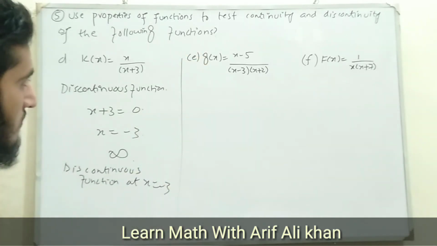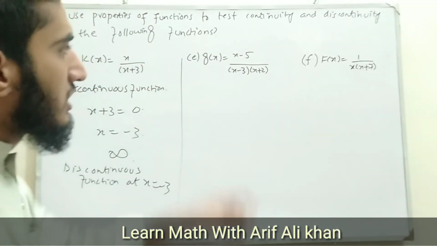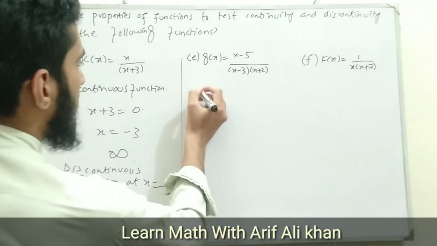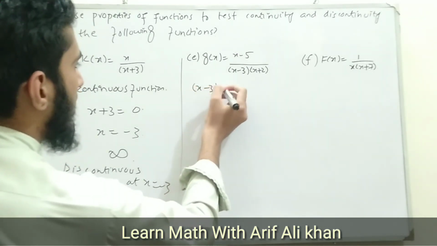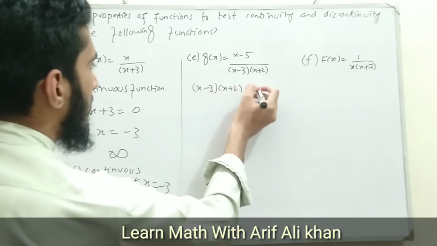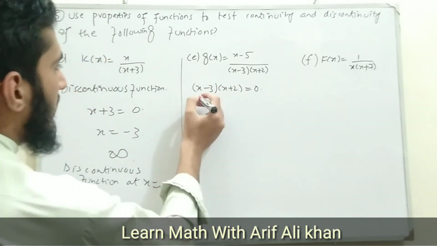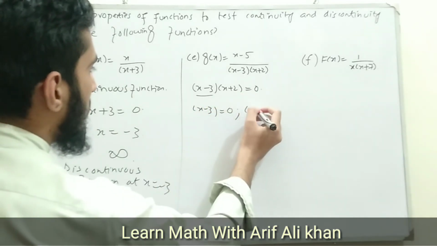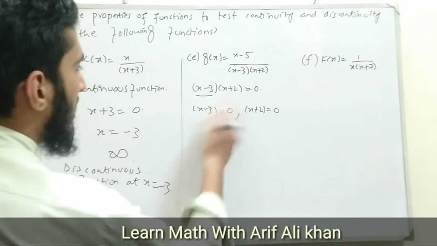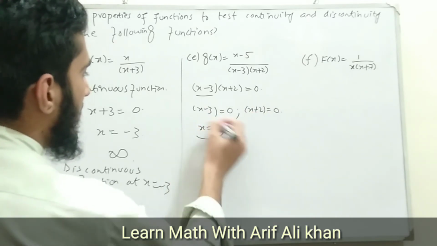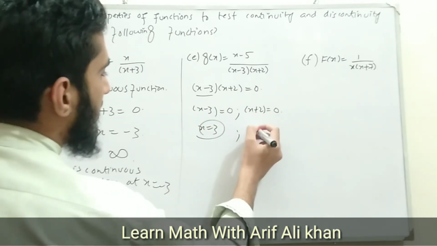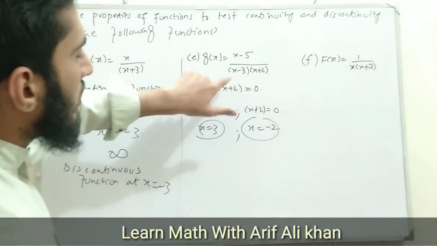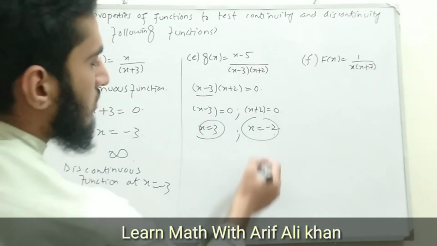Now move to part E. Here this is also a discontinuous function because this is in fraction form. So for discontinuity, we make the denominator equal to 0. In the denominator, we have x minus 3 multiplied by x plus 2 equal to 0. According to the zero factor property, either x minus 3 is equal to 0, or x plus 2 is equal to 0. Shifting, it becomes x equal to 3, and here x equal to minus 2. By putting x equal to minus 2 here, the denominator gives 0, and something divided by 0 gives infinity.